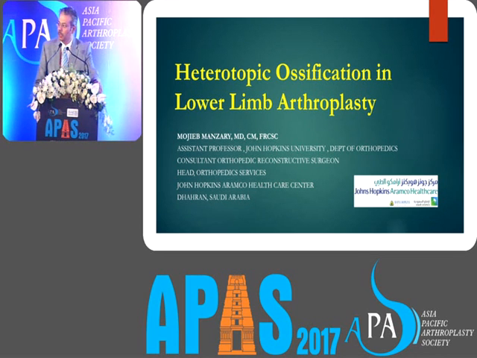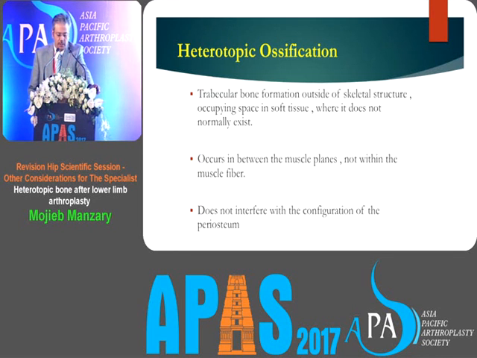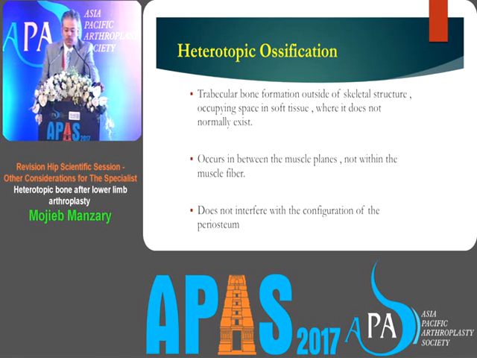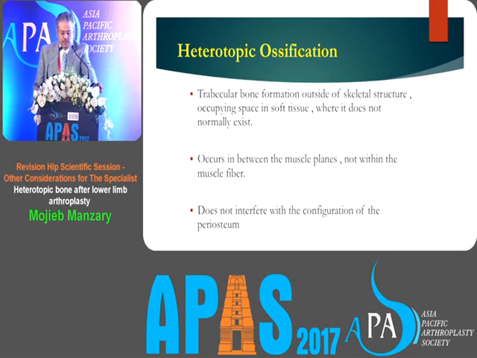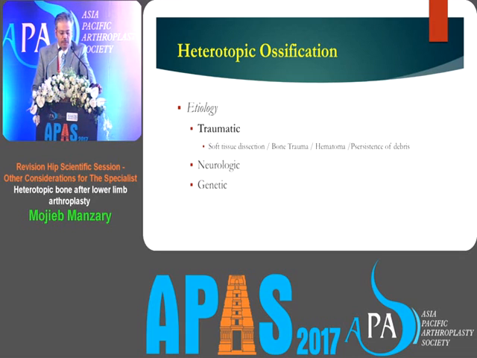Good afternoon again. I'll be talking about heterotopic ossification following lower limb arthroplasty. HO, or heterotopic ossification, is defined as trabecular bone formation outside of the skeletal structure, occupying space in soft tissue where ideally it should not exist. It does occur in between muscle planes and not within the muscle fibers themselves. It does not interfere with the configuration of the periosteum.